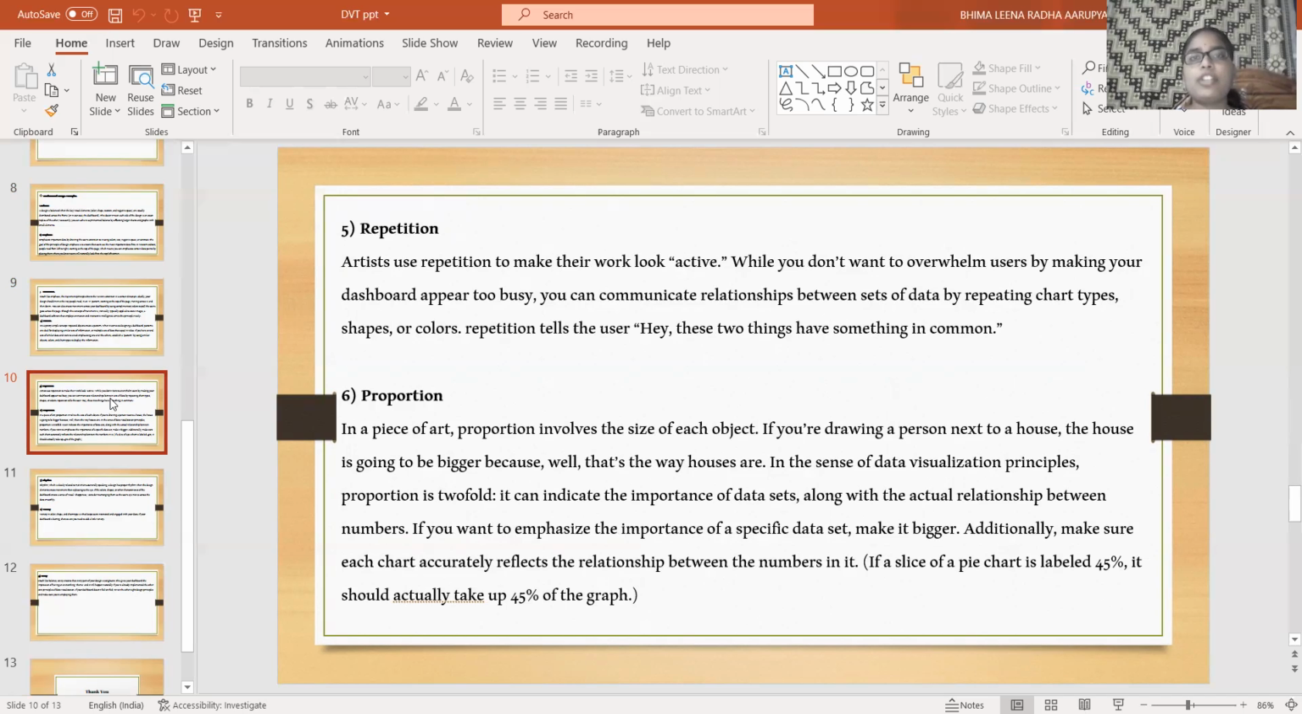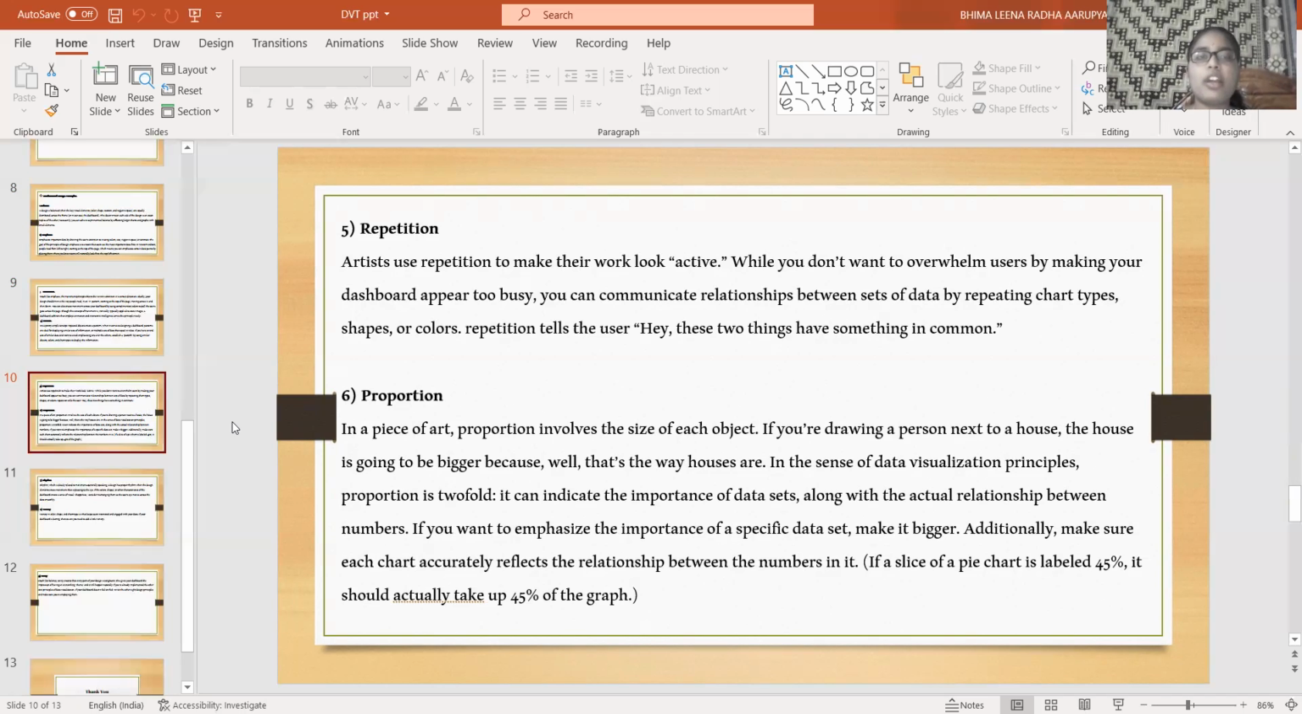Artists use repetition to make their work look active. While you don't want to overwhelm users by making your dashboard appear too busy, you can communicate relationships between the sets of data by representing types, shapes, colors. Repetition tells the user, hey, these two things have something in common. Repetition is nothing but two things having the same pattern, or looking the same or similar to each other.